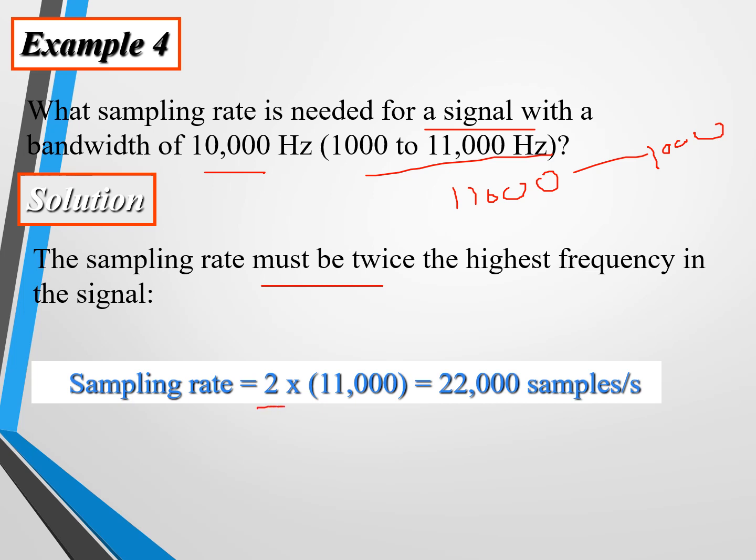When we will perform 2 multiplied by 11,000, then what is happening over here? That is the 22,000 samples per second.